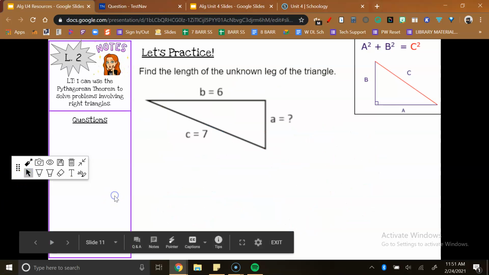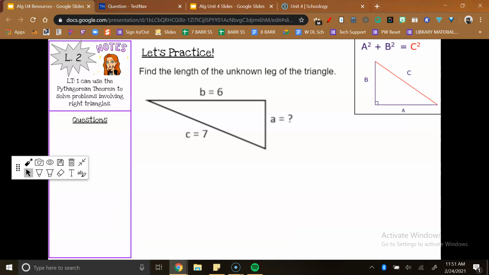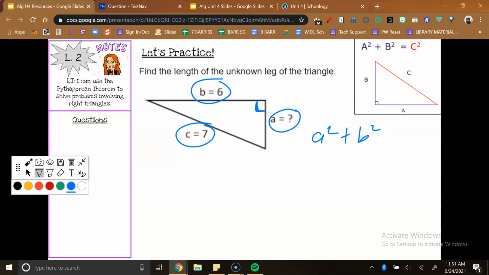Let's do another example here. We've got find the length of the unknown leg of the triangle. So we have our right angle marking here. We know A is unknown, B is 6, and C is 7. So again, we're going to start this off by doing A squared plus B squared equals C squared.